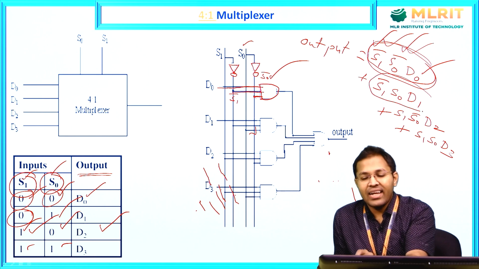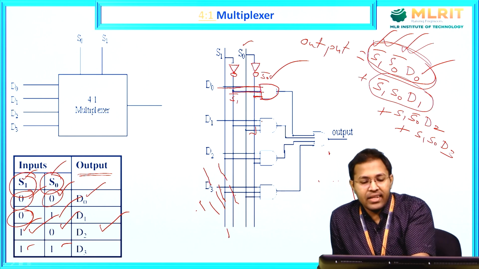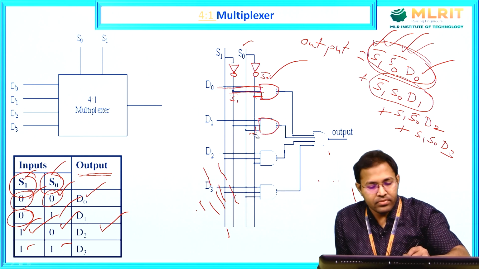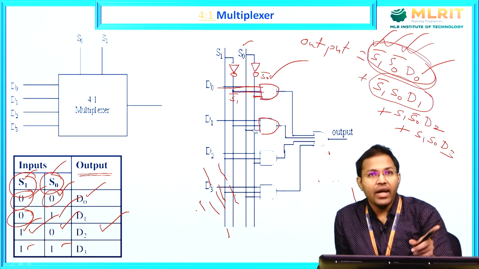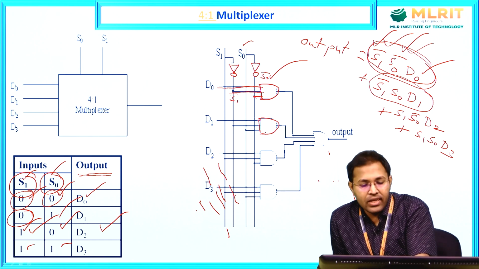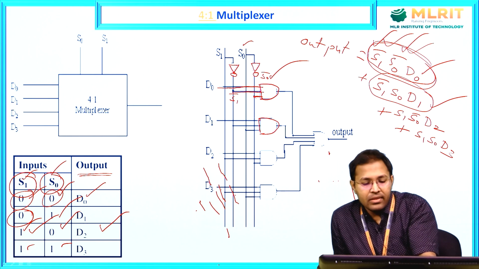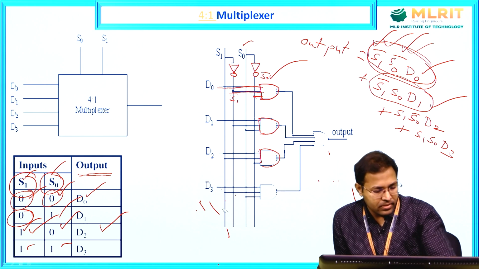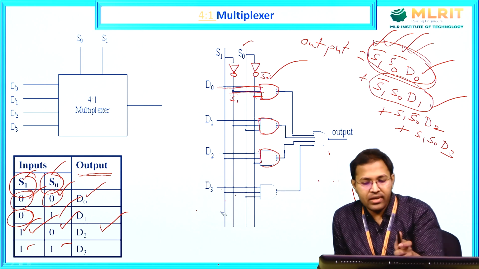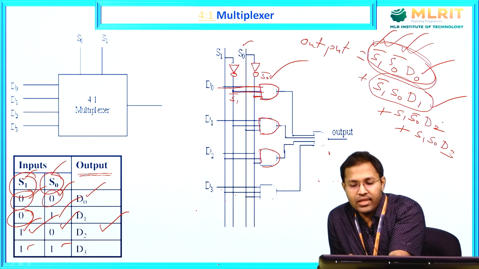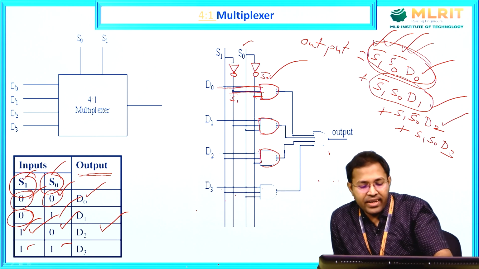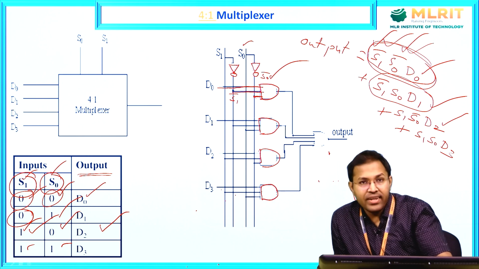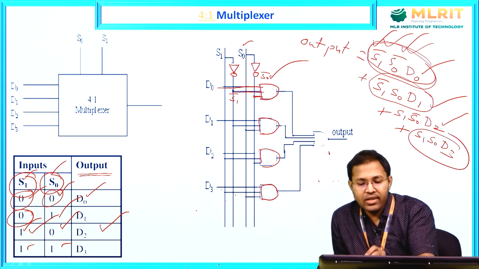Another AND gate, likewise another AND gate for the second product term. The third AND gate for the third product term, and the final AND gate for the fourth product term.